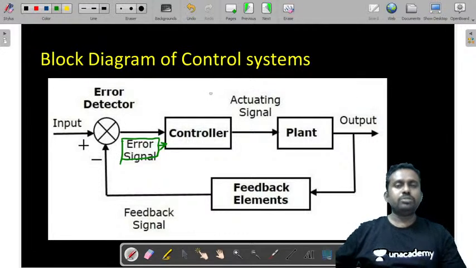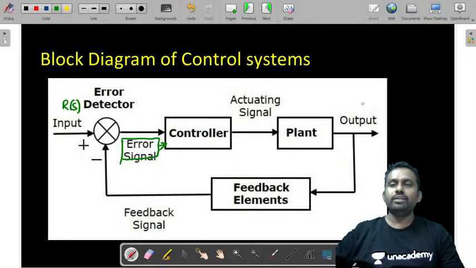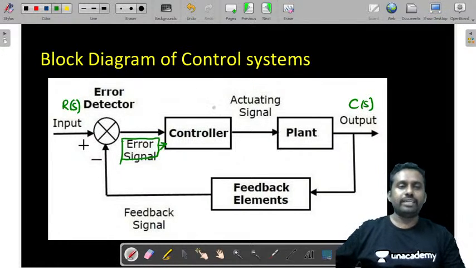While writing in your exams, you can also write about each and every component here. You can write about the input and output, actuating signal, feedback elements, and everything. So this is a general block diagram of a control system.